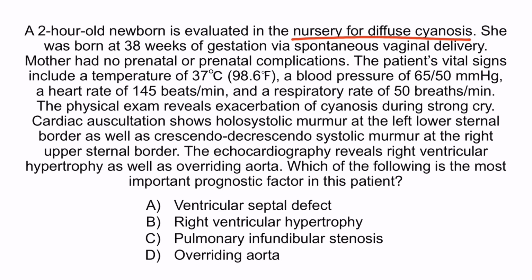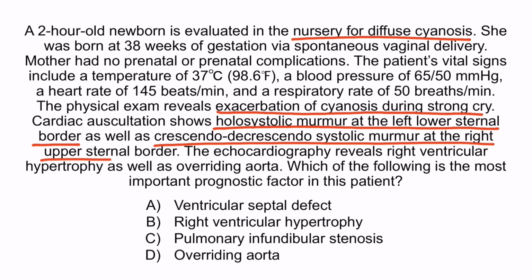This 2-hour-old newborn is evaluated in the nursery for diffuse cyanosis. Her vital signs are normal for the newborn. The physical exam reveals exacerbation of cyanosis during strong cry. This phenomenon is known as a tet spell. Cardiac auscultation shows holosystolic murmur at the left lower sternal border, which suggests ventricular septal defect. There is also a crescendo-decrescendo systolic murmur at the right upper sternal border, which is consistent with pulmonary stenosis. The echocardiography reveals the right ventricular hypertrophy as well as overriding aorta. Ventricular septal defect, pulmonary infundibular stenosis, right ventricular hypertrophy, and the overriding aorta are consistent with Tetralogy of Fallot.